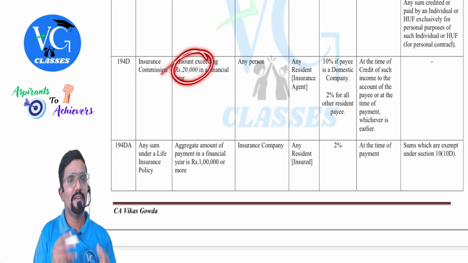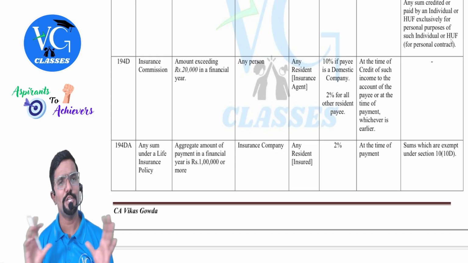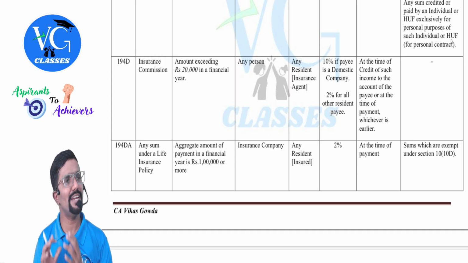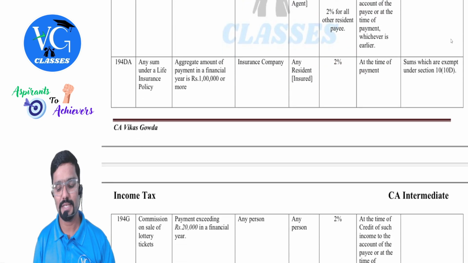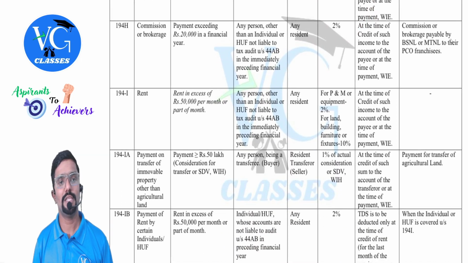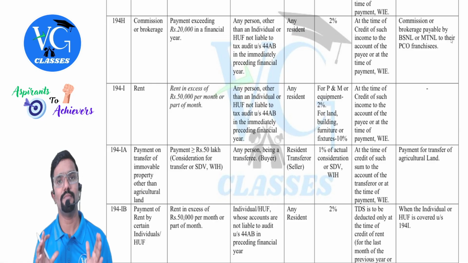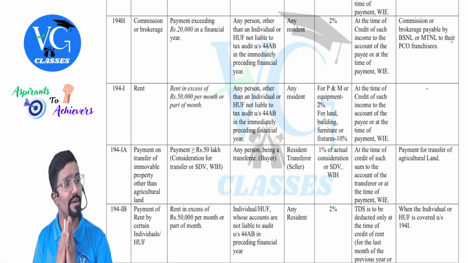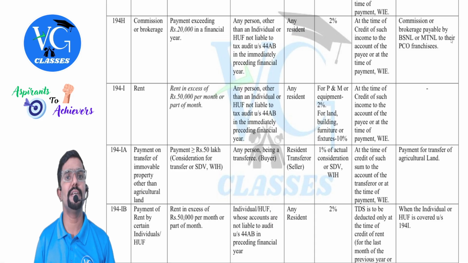And you can see for all the commission and brokerage, the threshold limit is the same, 20,000. Easy to remember. Try to study it together, guys. Rate of TDS is also 2%, but only here they are told 10%, whereas in other sections you can see 2% only. Actually, even these rates were amended last year in between the year, but that doesn't matter for you. For your previous year 25-26, for the entire year it is one rate.